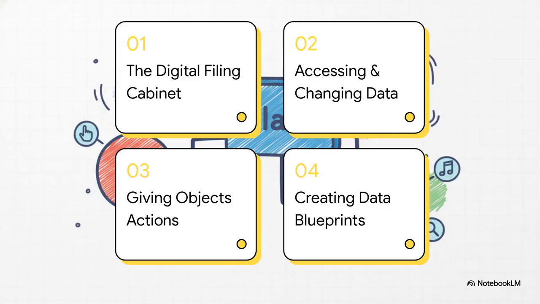So in this explainer, we're going to fix that. First, we'll cover what an object actually is. We'll call it our digital filing cabinet. Then we'll figure out how to open it up to access and change data. After that, we'll give our objects some actions. And finally, we'll look at how to create a solid blueprint for our data to keep everything consistent.